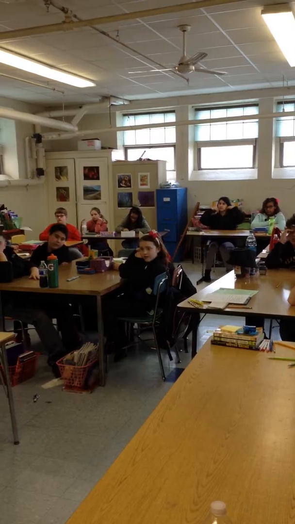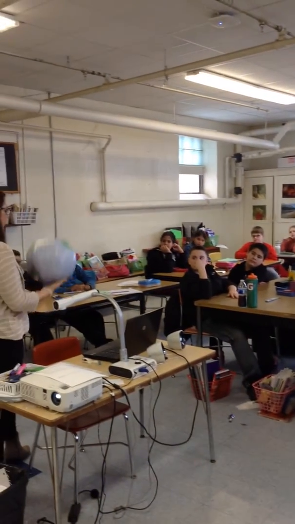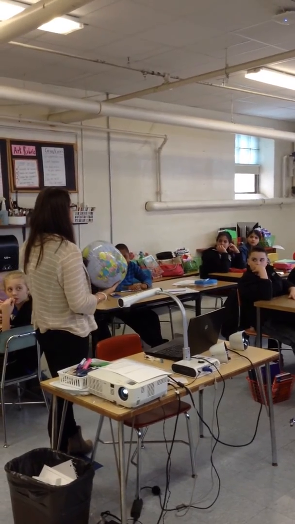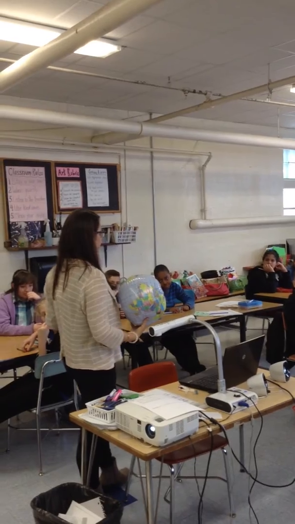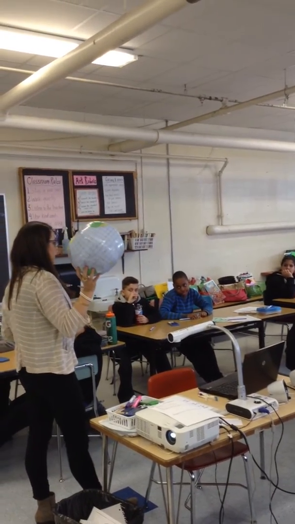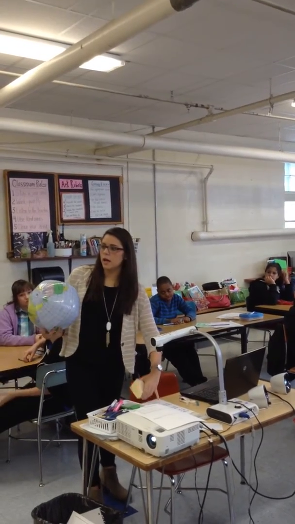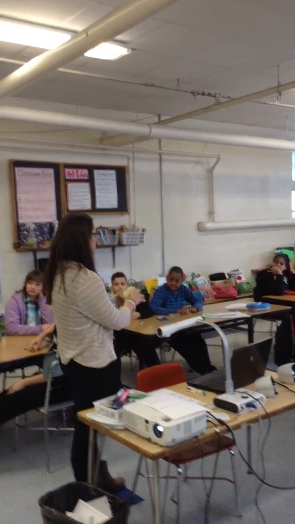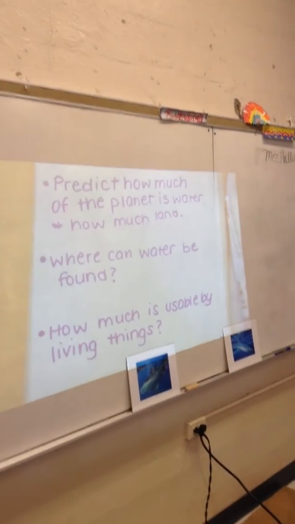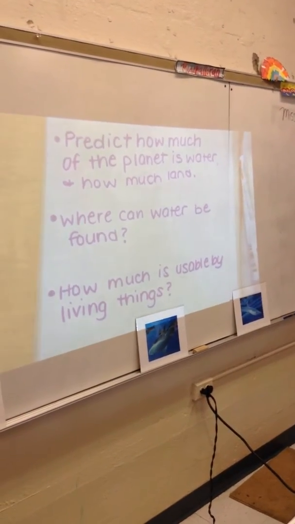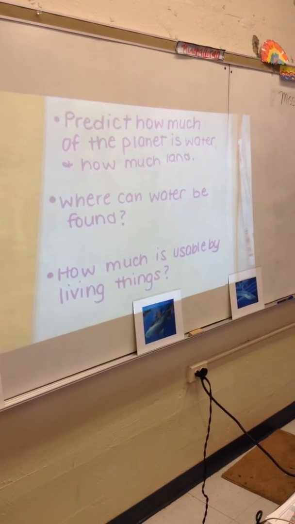Okay. So, what is this? A globe. This is a globe. So I'm going to give you 3 Post-it notes individually. So you're not working in groups, so there shouldn't be much talking. You're going to answer these 3 questions on separate Post-its. So one Post-it's going to have predict how much of the planet is water and how much is land. Your next Post-it is saying where can water be found on Earth.